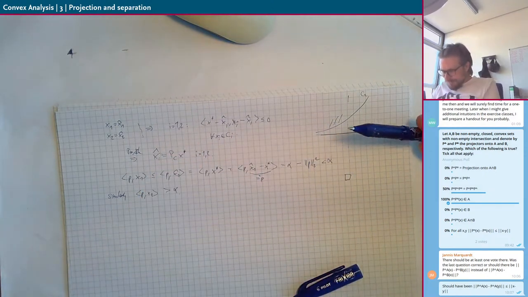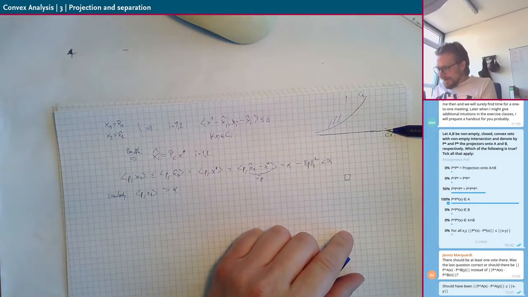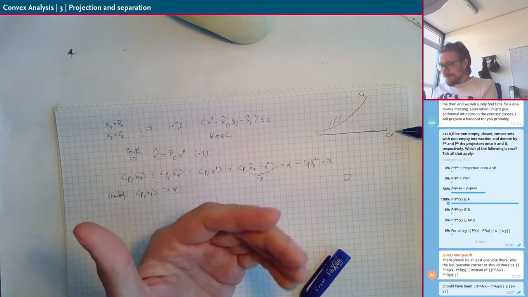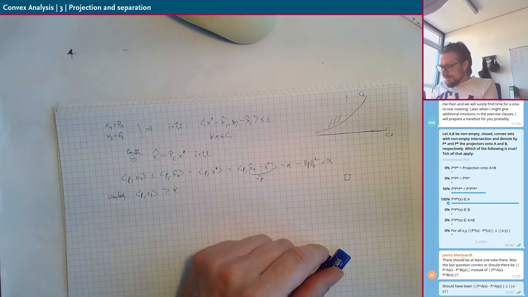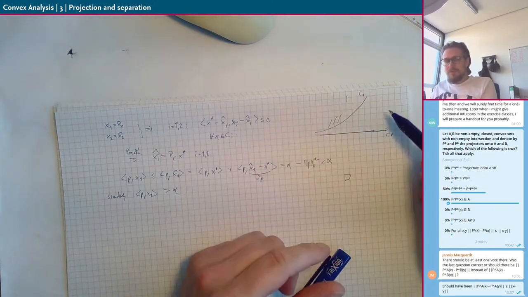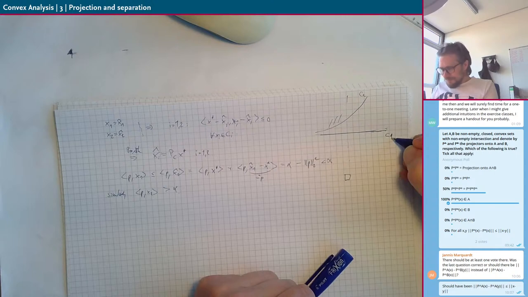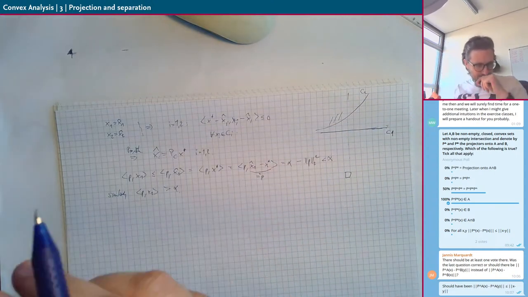Any separating hyperplane has to be exactly this one. Everything larger doesn't work, everything with an angle doesn't work, it has to be this, but this does contain C1, so it's not strictly separating. And none of them is compact. Both of them are closed, but none of them is compact, so you can separate them, but not strictly. Okay.